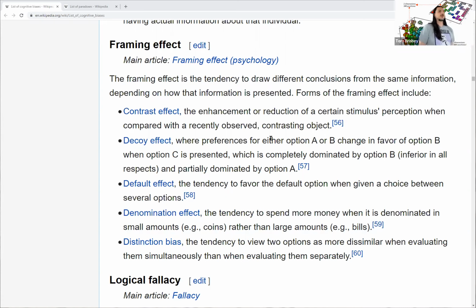Decoy effect, where either A or B change in favor of option B when option C is presented, which is completely dominated by option B, inferior in all respects, and partially dominated by option A. That's a crazy way of saying you put something out there that is so weak by comparison that the only reason it's there is so you will choose the thing that is next to it.